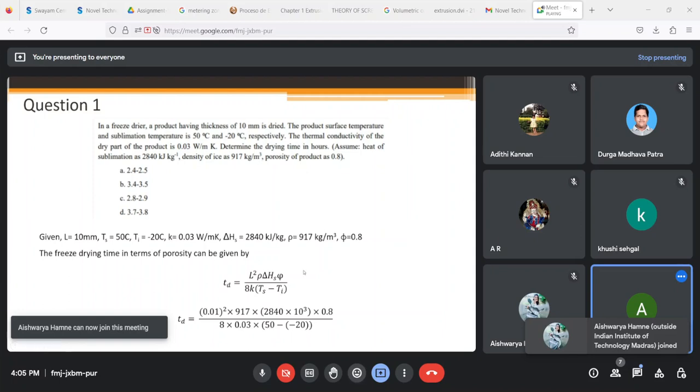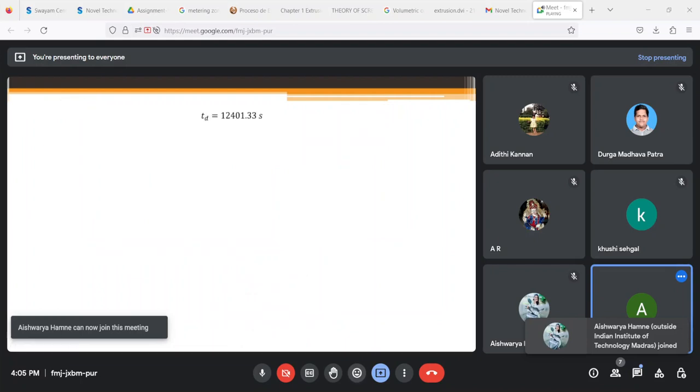So when you substitute all the values, you get Td as 12,401.33 seconds. And since the question is asked for the drying time in hours, you convert it into hours by dividing it by 3600 and you get 3.44 hours. The answer is option B.